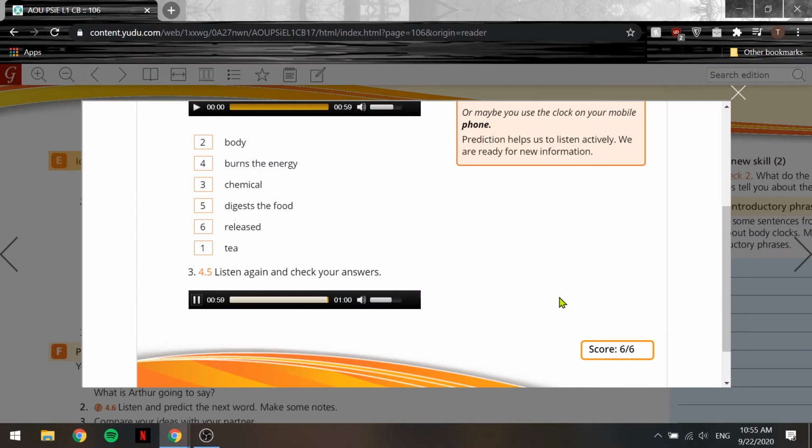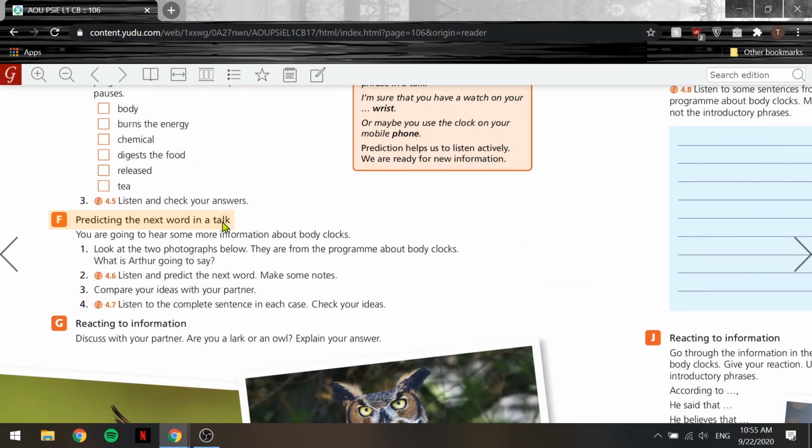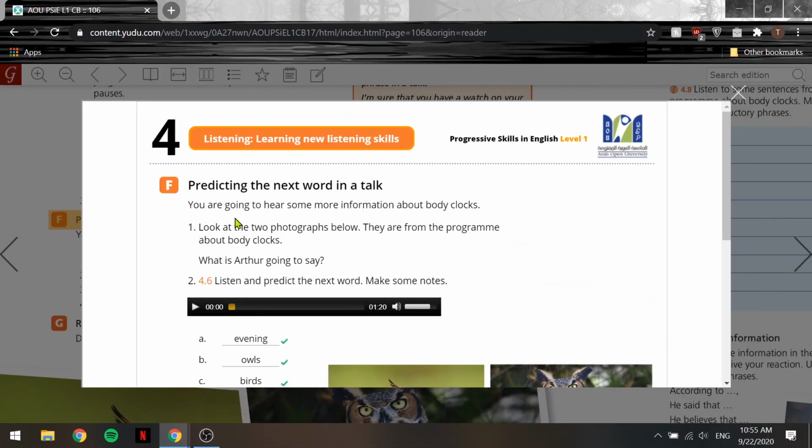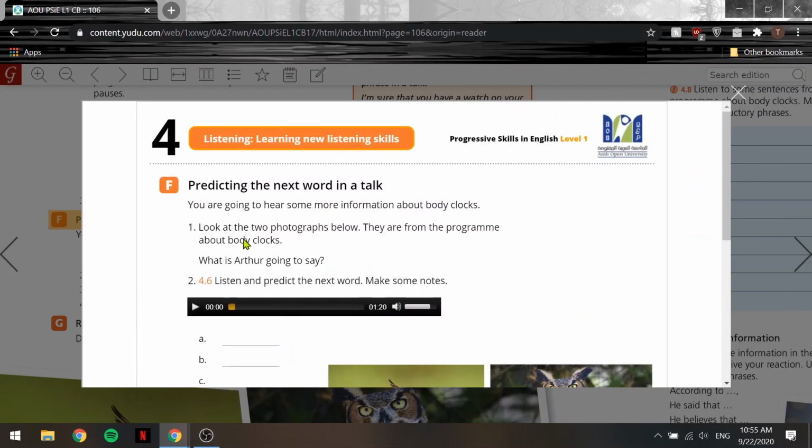Okay, so that was exercise E. Now let's move on. Here we have predicting the next word and a talk. So it looks like we're going to be listening to a talk. Okay, so you're going to hear, actually let me turn this off. You're going to hear some more information about body clocks.